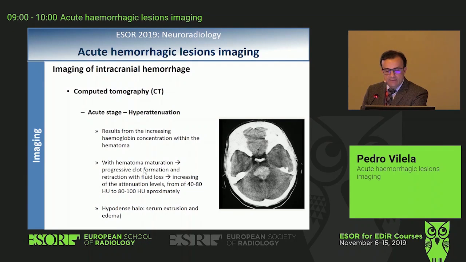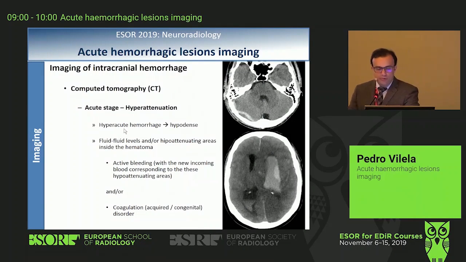And as the hematoma matures, in the first hours it will increase in attenuation from more or less 40 Hounsfield units to 80-100. And afterwards, you are going to see a hypodense rim at the periphery of the hematoma due to serum extrusion and edema.